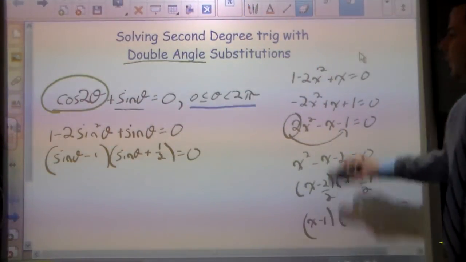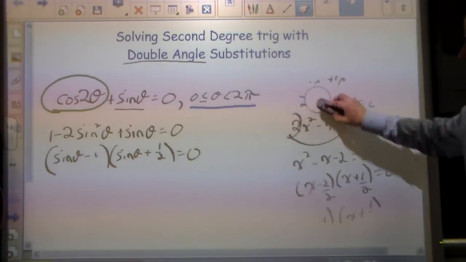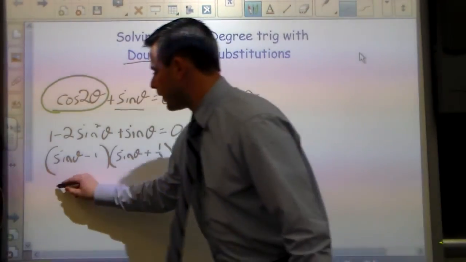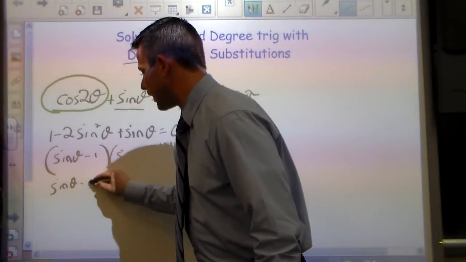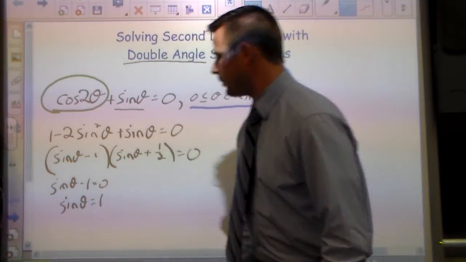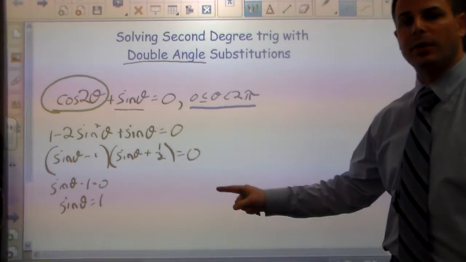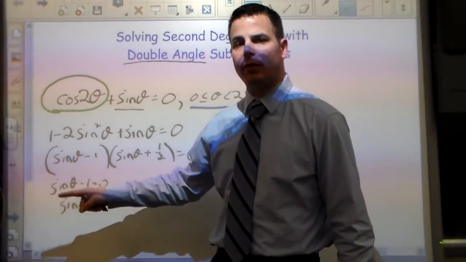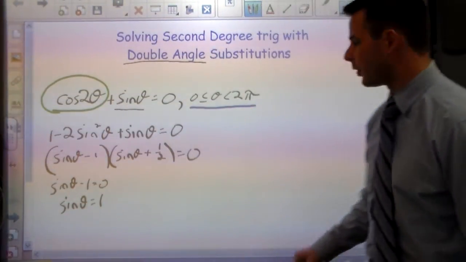So now we'll set each of these equal to 0 and we'll solve separately. So sine theta minus 1 equals 0. Sine theta equals 1. When you're working with 1, 0s, and negative 1s for sine and cosine, don't use the inverse sine function. Refer to the unit circle.